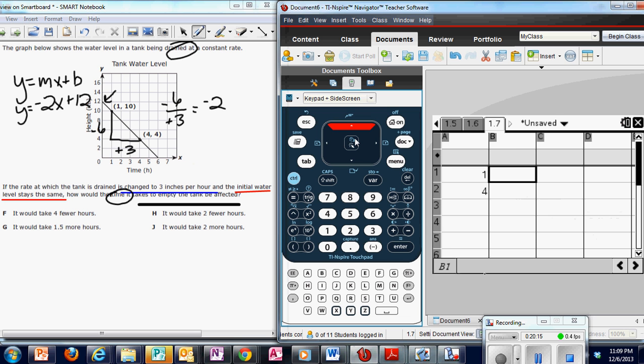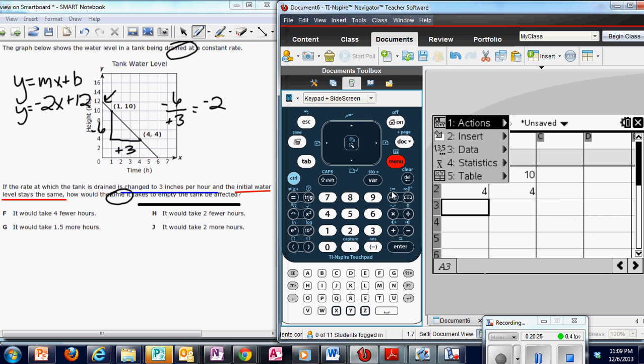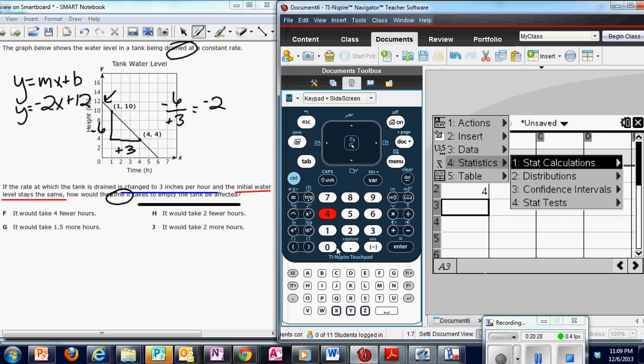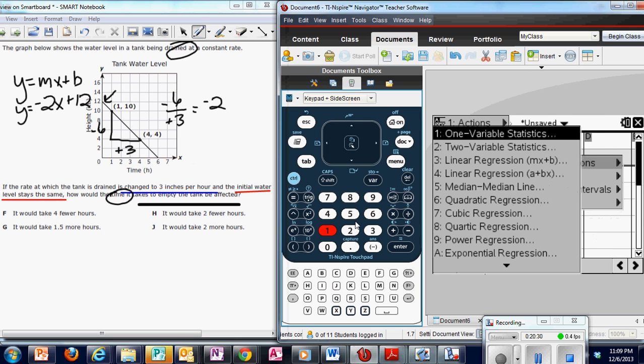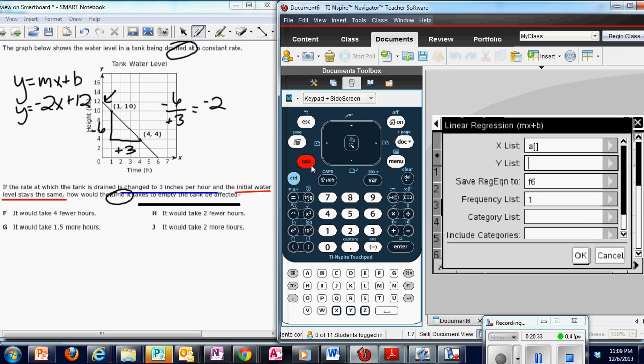Arrow to the left, menu, 4 statistics, 1 stat calculation, 3 linear regression, tab, put B with the brackets, control open parentheses, and click OK. This is going to go with f of 6. So now I have the equation as y equals negative 2x plus 12, which is what we did.